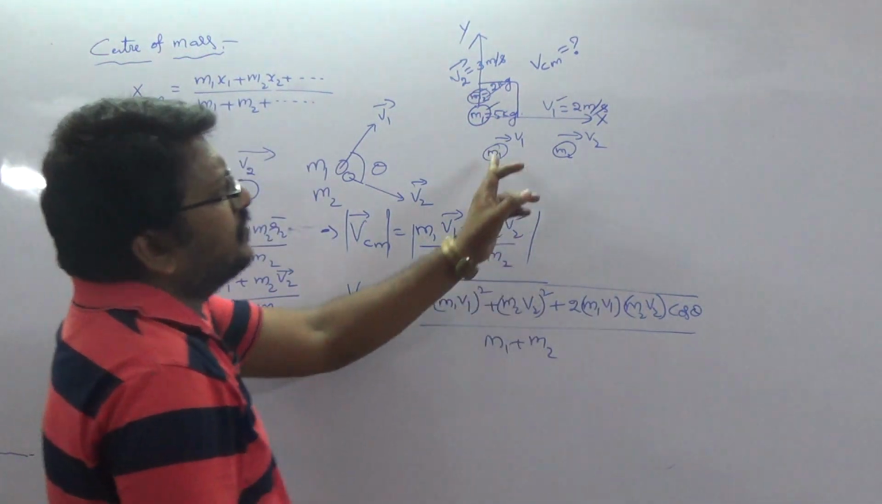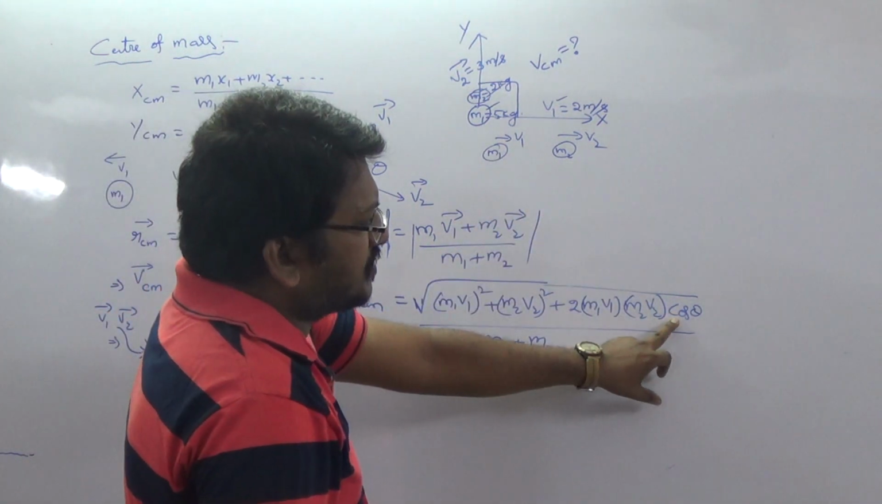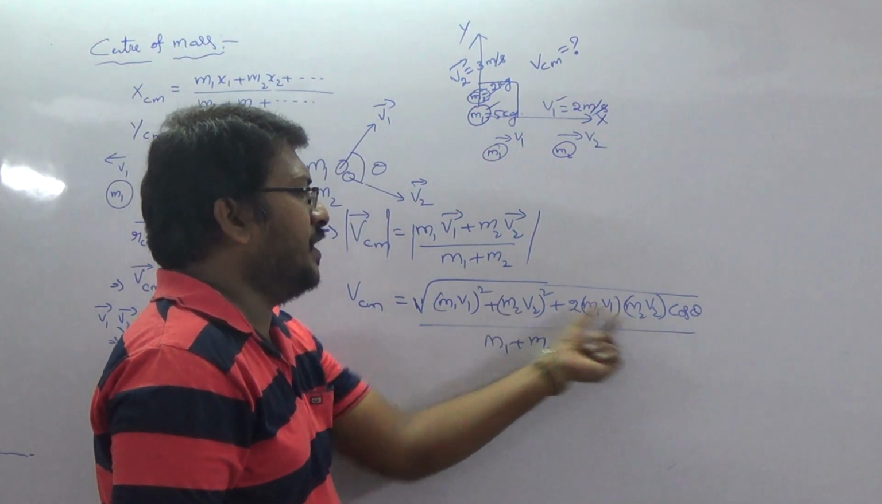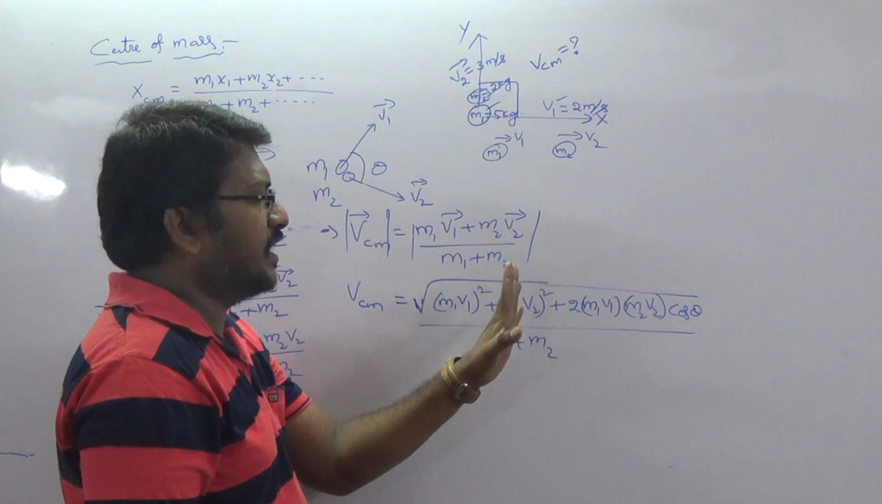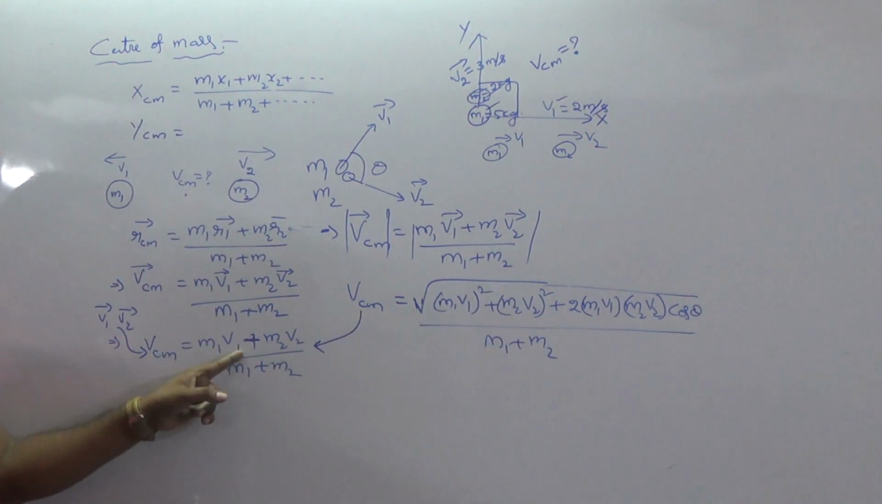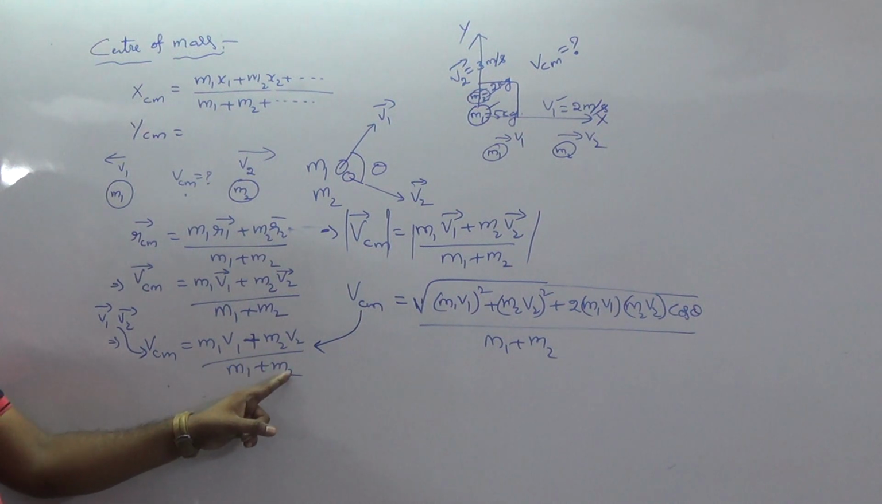You can use this formula. When they are in the same direction, theta becomes 0, cos 0 means 1. So we get a square plus b square plus 2ab, that is a plus b whole square. The square root cancels the square, and again we get the same value: m1 v1 plus m2 v2 by m1 plus m2.